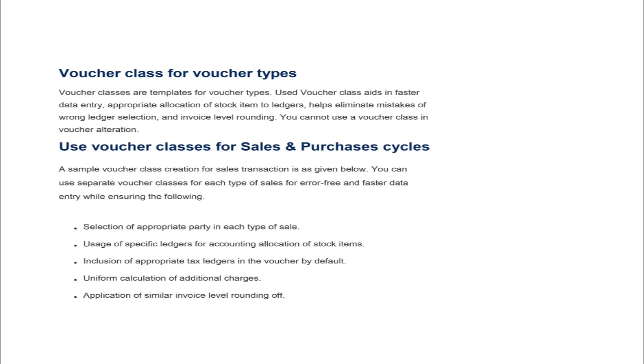Use voucher classes for sales and purchase cycles. A sample voucher class creation for a sales transaction is as given below. You can use separate voucher classes for each type of sale for error-free and faster data entry while ensuring the following: selection of appropriate party in each type of sale, usage of specific ledgers for accounting allocation of stock items, inclusion of appropriate tax ledgers in the voucher by default, uniform calculation of additional charges, and application of similar invoice level rounding off.